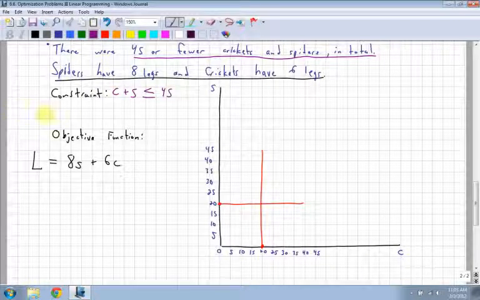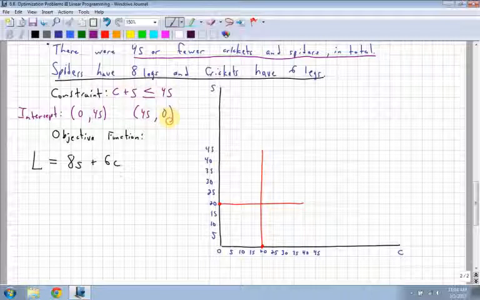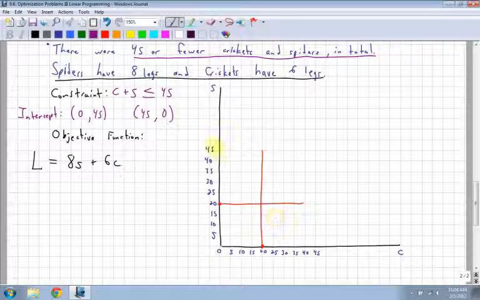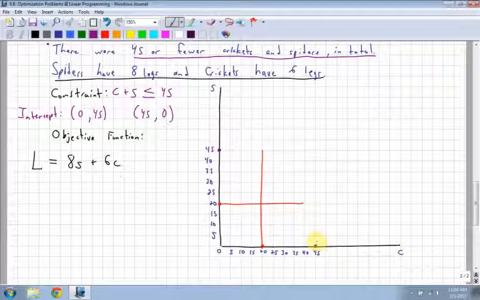Again, I'm going to use my intercept method, because it's a lot faster than changing this to y equals mx plus b form. So my intercept method, and this is straight from grade 10 too, I plug a 0 into C, and then I get S is equal to 45. This one's easy. Then I plug a 0 into my S, gone, C is equal to 45. See how fast that was? So both my constraints are at 45. I have my 2 points, get a ruler, and connect those 2 points.